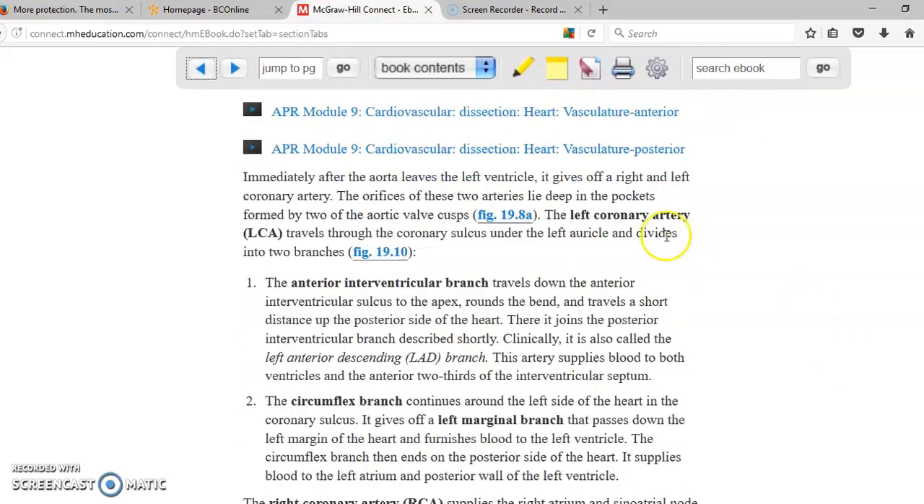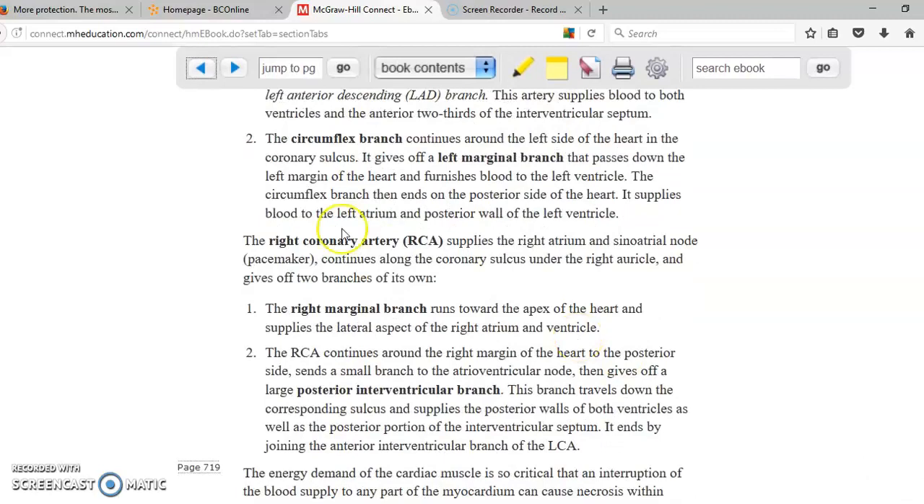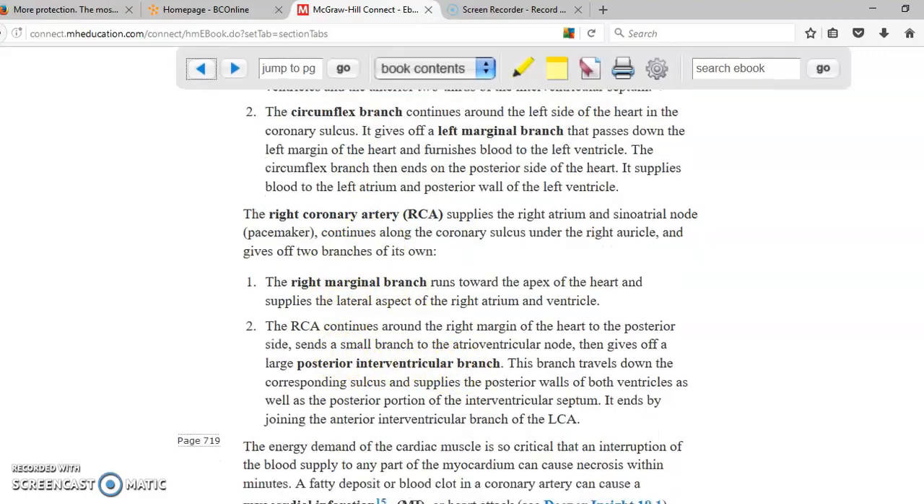So let's keep going down and let's see the branches. So right here you have the left coronary artery, and there are two main branches, the anterior interventricular branch as well as the circumflex branch. Let's take a look at the right coronary artery. Right here you have right coronary artery. It's going to give you the right marginal branch and the posterior interventricular branch. Let's keep going down.